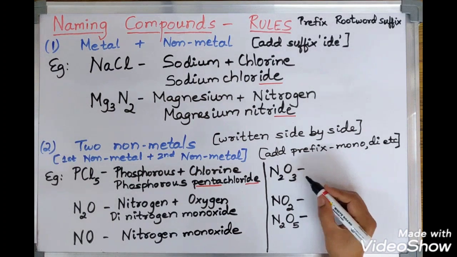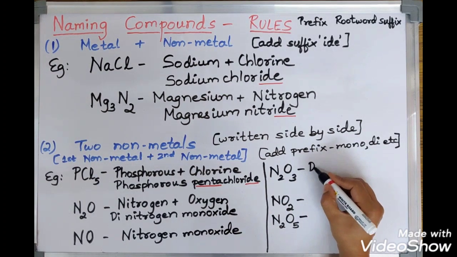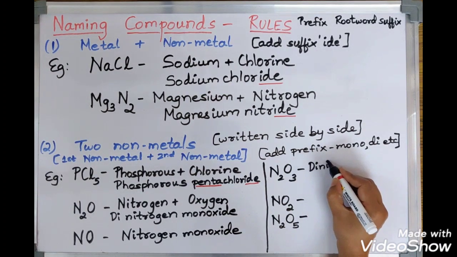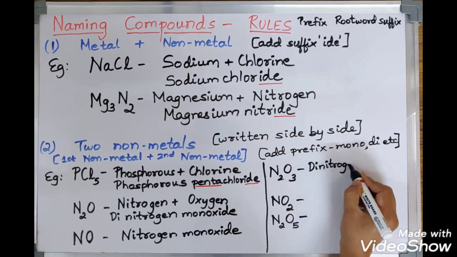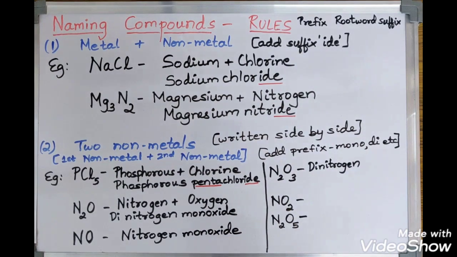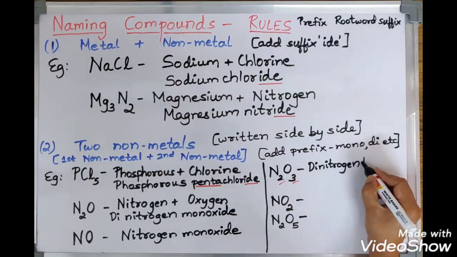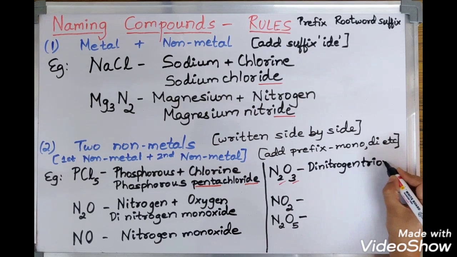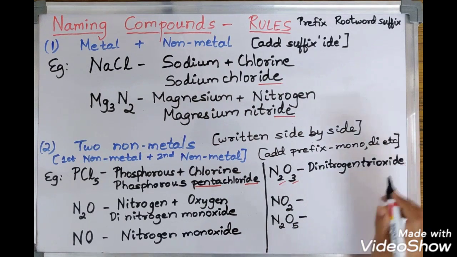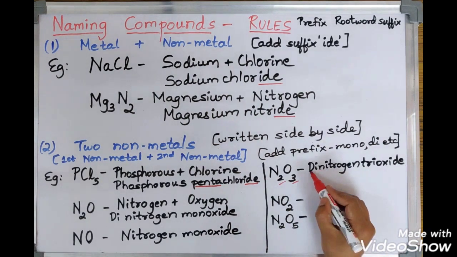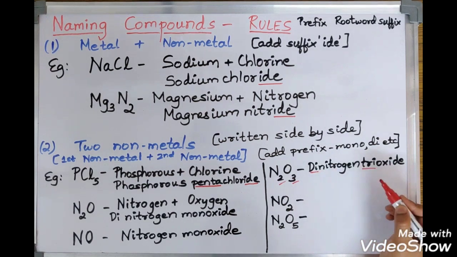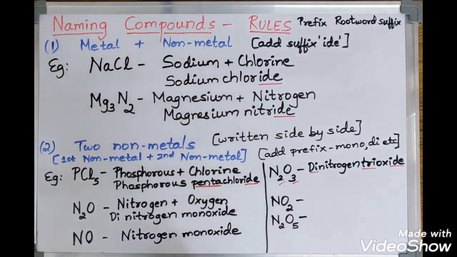Then here we have N2O3, 2 atoms of nitrogen, dinitrogen, and we have 3 atoms of oxygen. So it is trioxide. So we are adding di as the prefix, tri as the prefix. Along with that we have the suffix IDE. Here di, mono. Here mono.